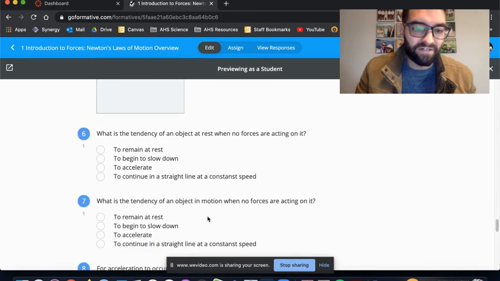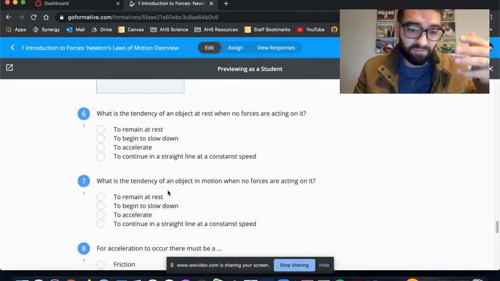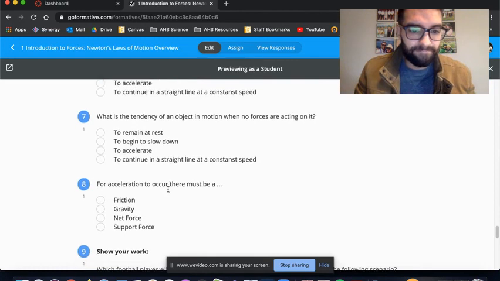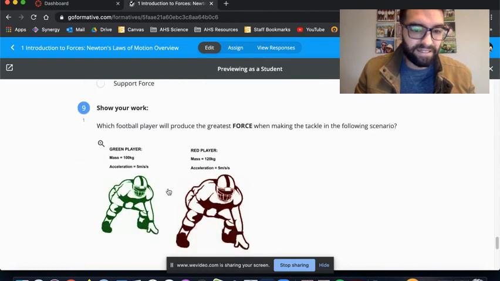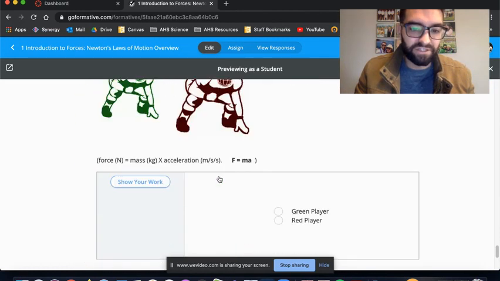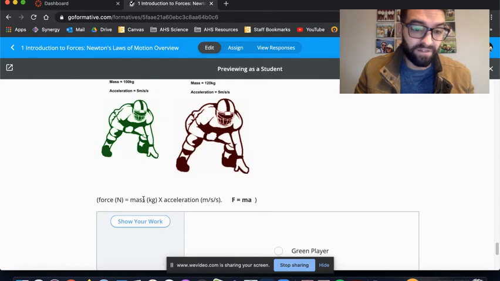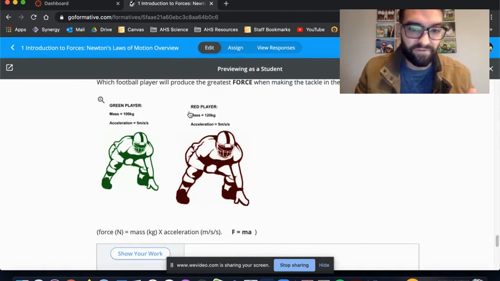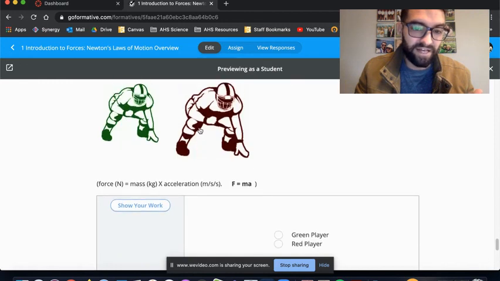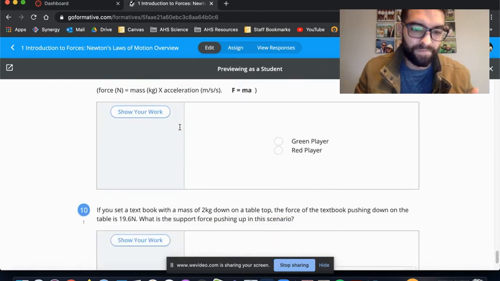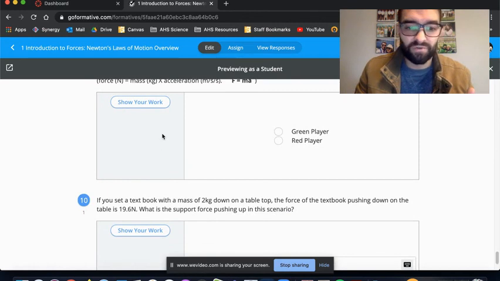Then I have a couple check for understanding type questions directly from the notes above. And then a little calculation problem. Again, I give you the formula, which is also from above: force equals mass times acceleration. I give you the mass, and I give you the rate of acceleration. Which one is going to have a greater force? I do want you to show your work on that one.